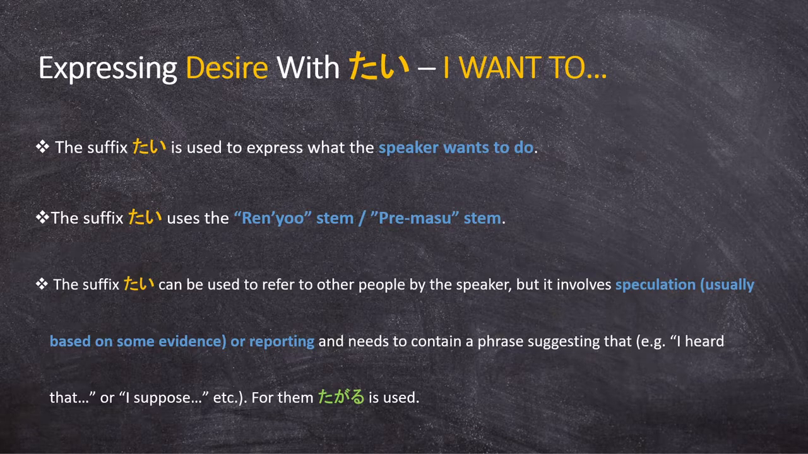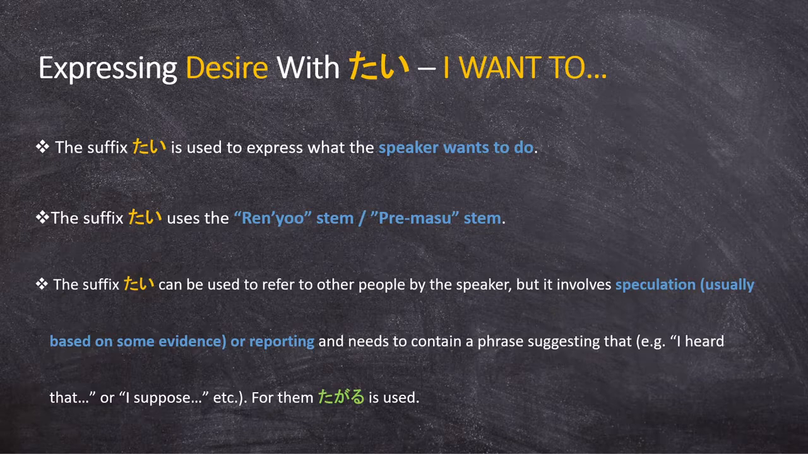Now, this last point here is included only for completeness sake, and the usage of tai in this manner will be covered in the video when we talk about tagaru. So for now, I have only included this as a reference. As you can see here, these 3 points are really something basic and they can be considered to be the, let's say, foundations of tai that we need to know before we proceed further. So number 1, tai is used for the speaker, or to be more precise, to express what the speaker wants to do. Then it uses the renyo stem, and finally there is this optional use.